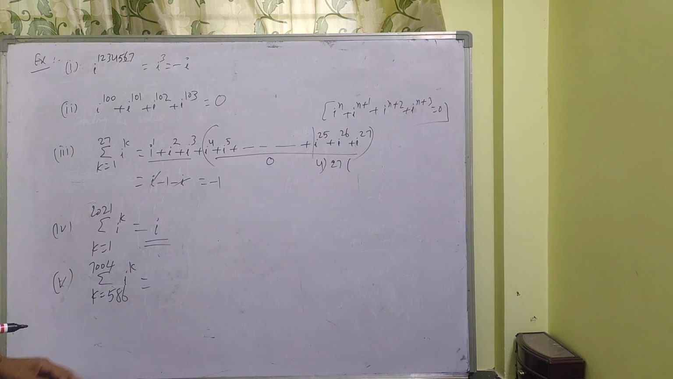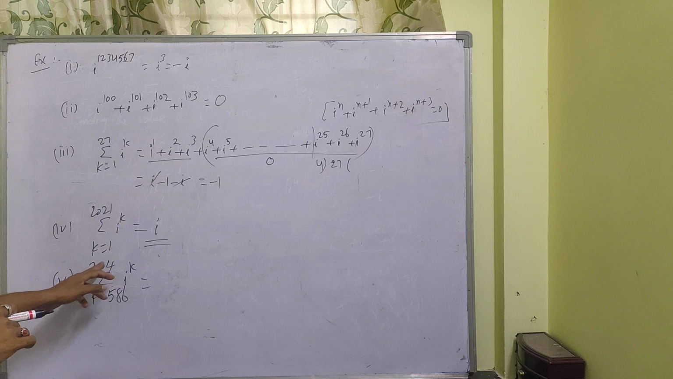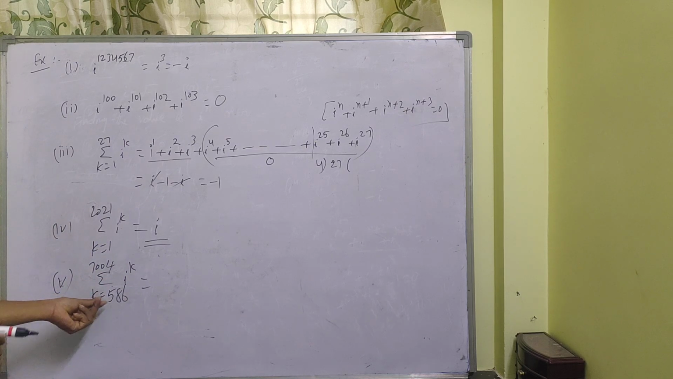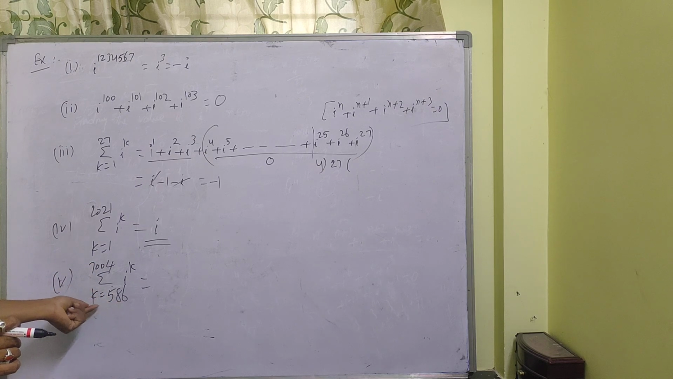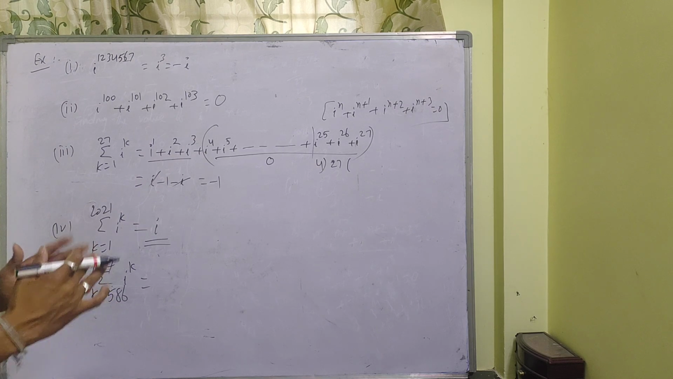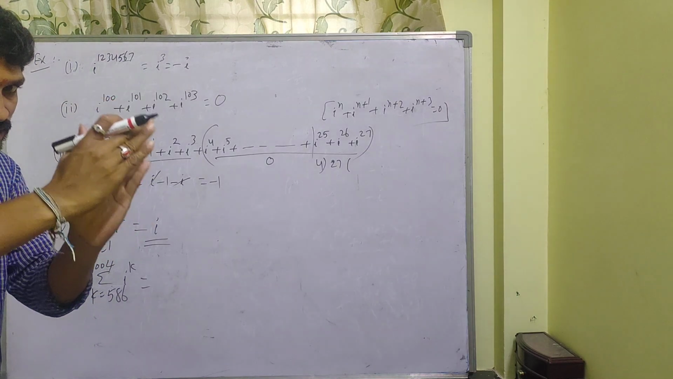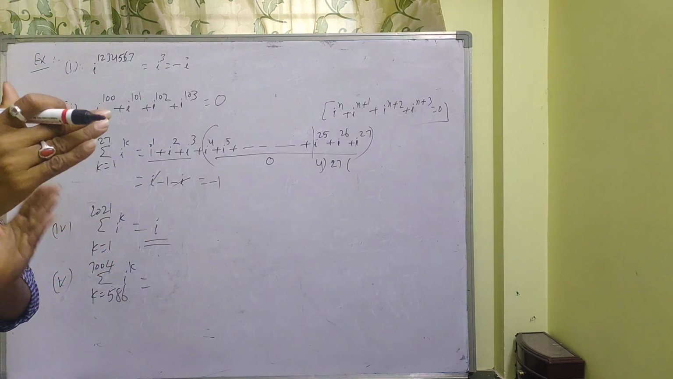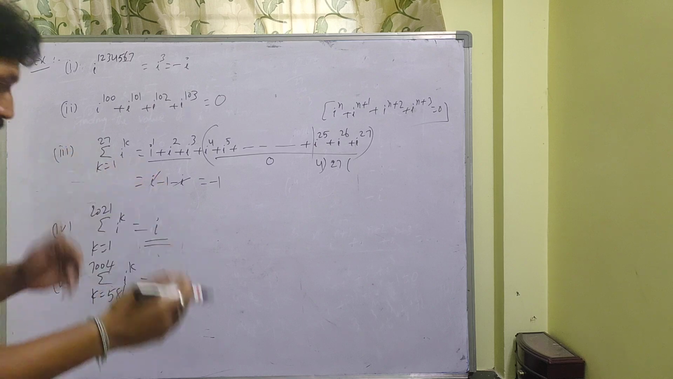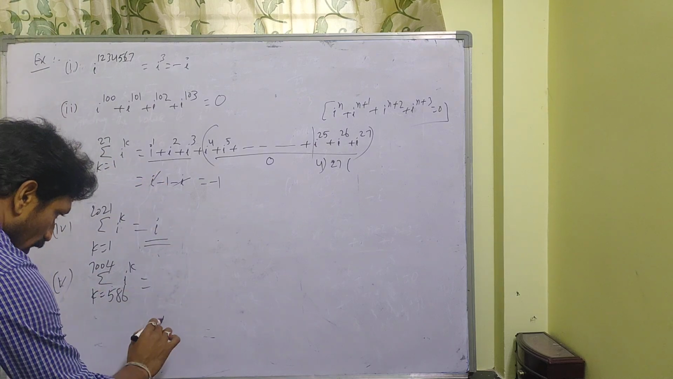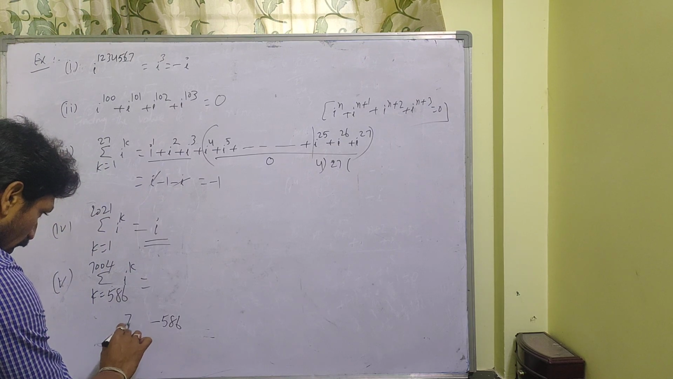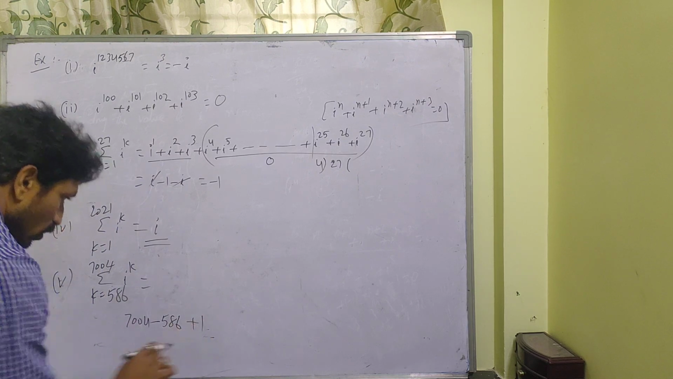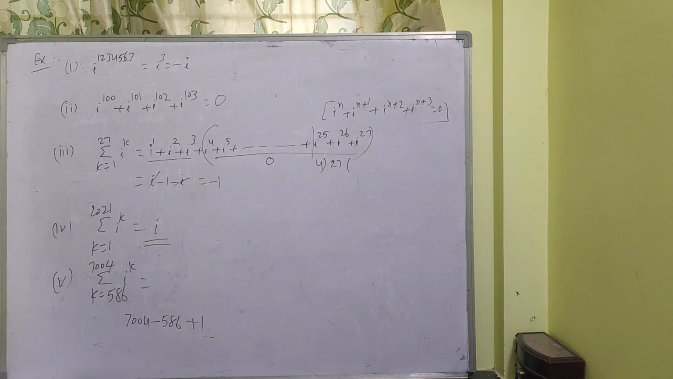Sigma k equals 586 to 7004, i power k. See here, how many terms are there? Is it 2004? No. Is it 586? No. For this one, if the numbers are starting from somewhere to somewhere, how can you find the total number of terms? There is a formula: take the starting number, subtract it from the big number plus 1. That is our required number of terms.